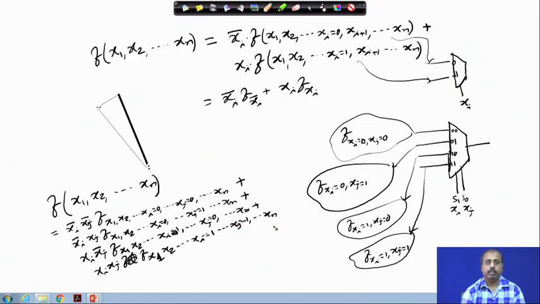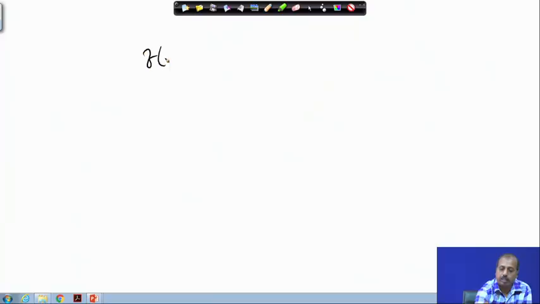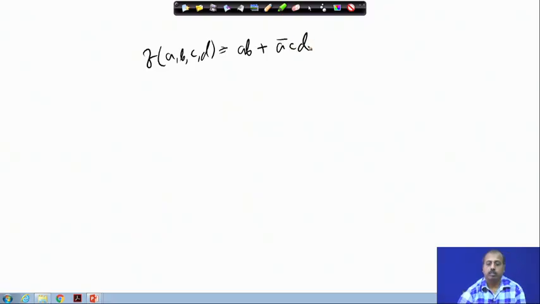So, this way we can decompose a function around any number of variables, and accordingly we can get the sub functions to be realized in different inputs of the multiplexer. So, we can take an example. Suppose I have got a 4 variable function f(a, b, c, d) equal to ab or a bar cd, fine.